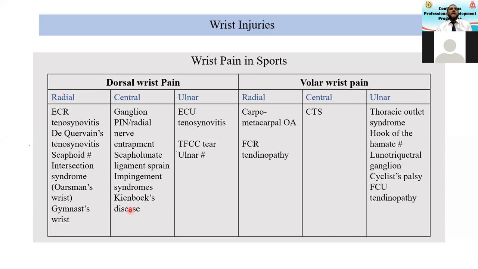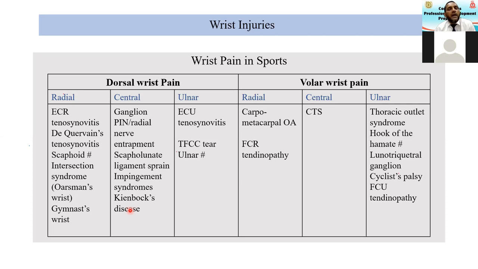Intersection syndrome is a condition of irritation at the crossing of the first and second compartments, that is the tendons of abductor pollicis longus, extensor pollicis brevis, and extensor carpi radialis longus and brevis, which cross about 5 to 6 inches proximal to the wrist. At that point the tendons get irritated, especially in rowers, which is why they call it oarsman's wrist. We will go through that a little later. And the other condition is gymnast wrist.